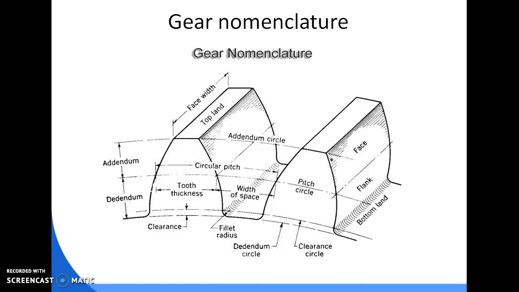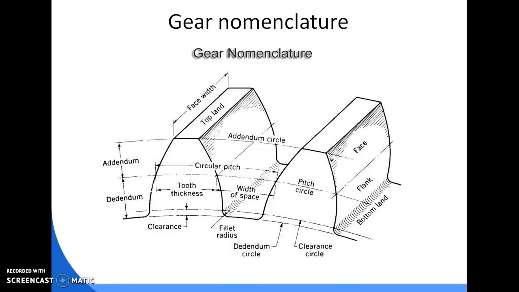Working depth. It is the sum of addenda of two mating gears. Circular thickness or thickness of tooth. The length of arc between the sides of a gear tooth measured on the pitch circle is known as circular thickness or thickness of the tooth.